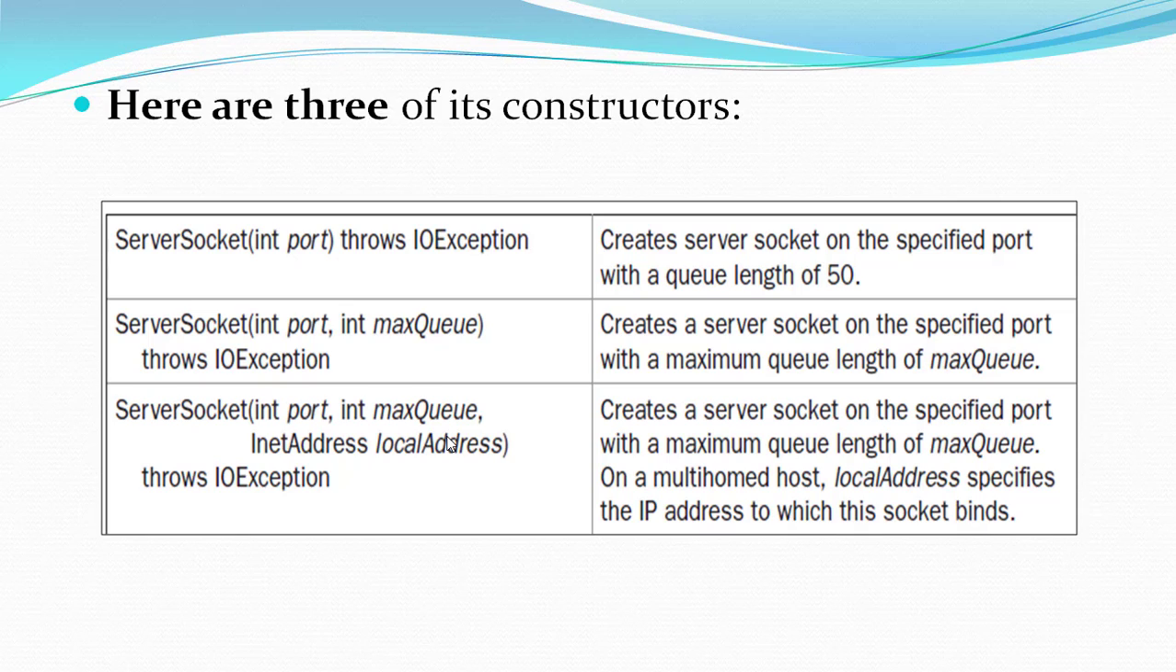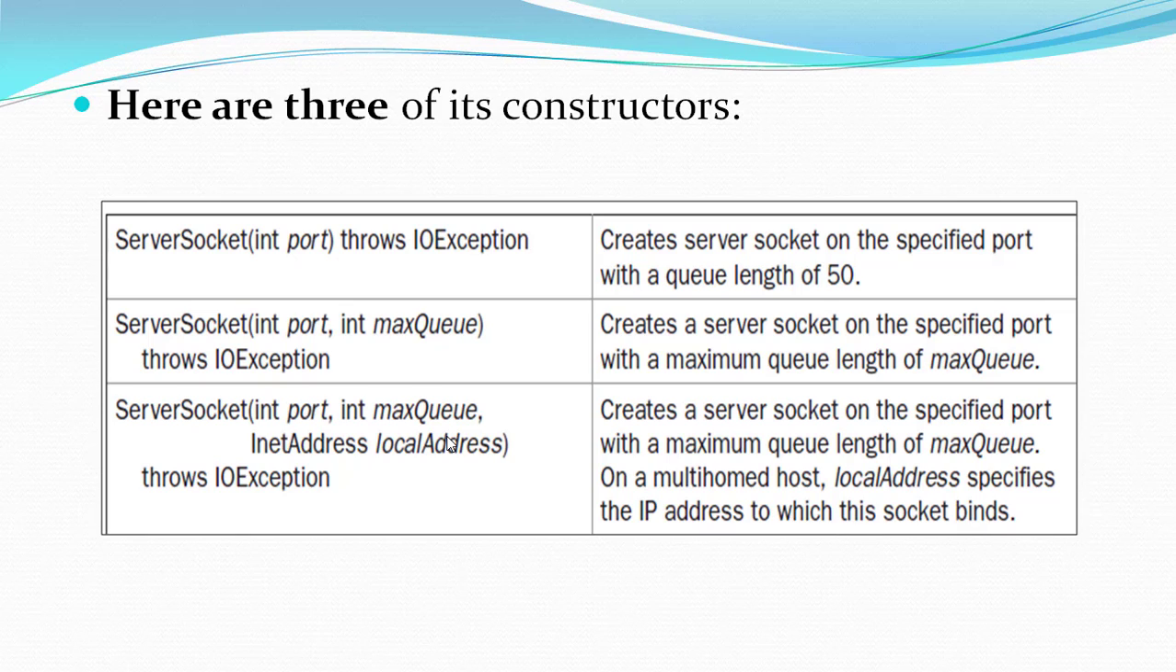Here are the constructors for ServerSocket. First is ServerSocket(int port) throws IOException. This constructor creates a server socket on the specified port with a queue length of 50. This is the first constructor. Second constructor, ServerSocket(int port, int maxQueue) throws IOException. This creates a server socket on the specified port with a maximum queue length of maxQueue.